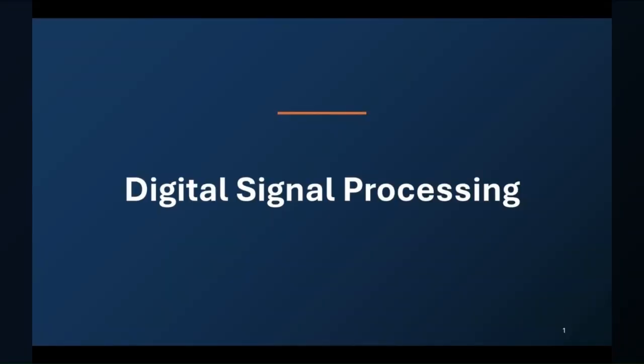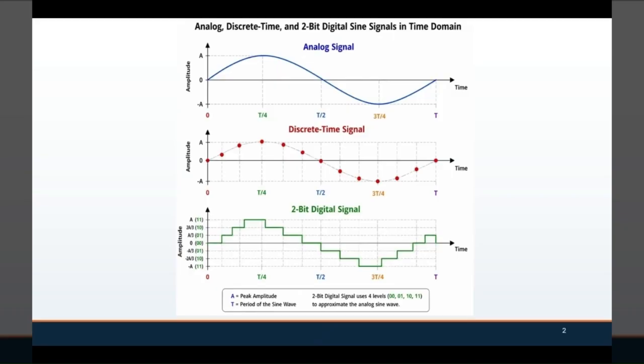The video lecture series on digital signal processing. Coming on to analog, discrete time, and digital signals in the time domain. An analog signal is continuous in time and amplitude. When the same analog signal is captured at frequent intervals of time, we get the discrete time signal. On quantization and encoding of the discrete values, we get a digital signal.